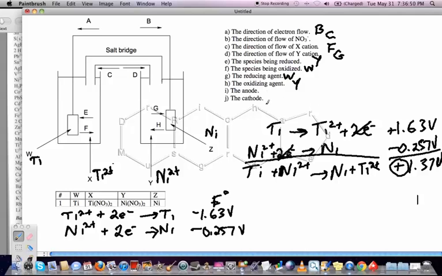The anode and the cathode, these are both electrodes. Oxidation occurs at the anode. The one that's being oxidized is the titanium, so the anode is W. The cathode is the electrode at which reduction is occurring, and the nickel 2+ is being reduced to nickel, so reduction is occurring there, and it's always the electrode, so that's going to be Z. Alright, so there you go.